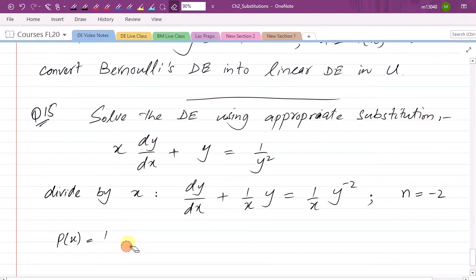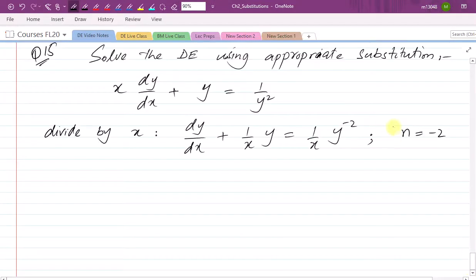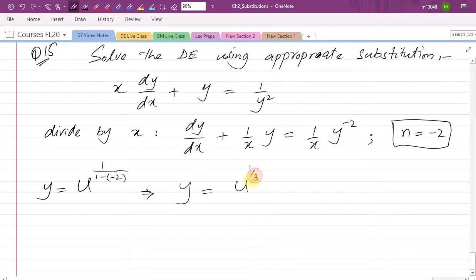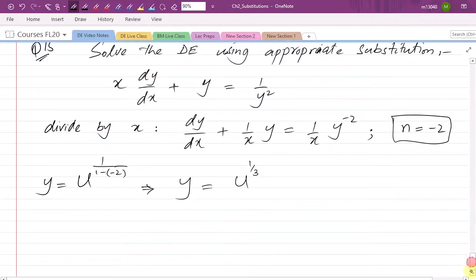But no need to write yet. Let's first convert it into linear, then we will write the p(x). For now, n is enough for us because we are going to use this in the substitution. y equals u^(1/(1-(-2))), and that implies y equals u^(1/3). Right? Now, as I said earlier, because we are going to replace y with u^(1/3) here, we must replace dy/dx as well.